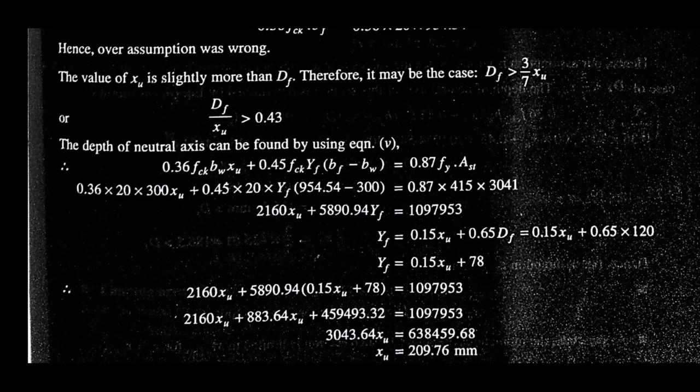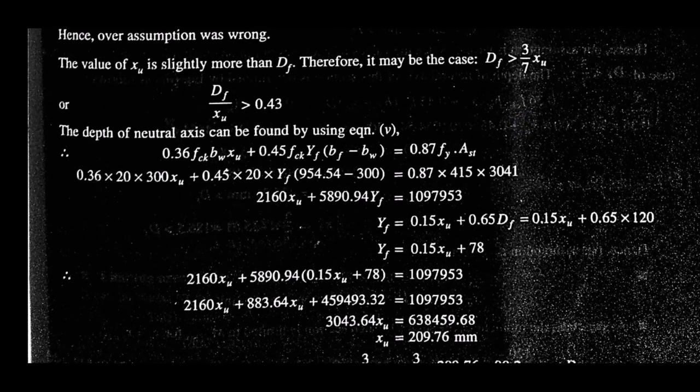Therefore 2160 xu plus 5890.94 within bracket 0.15 xu plus 78, that is equal to 1097953. Therefore 2160 xu plus 883.64 xu plus 459493.32, that is equal to 1097953. Therefore 3043.64 xu is equal to 638459.68. So xu is equal to 209.76. So this is the position from the top where the neutral axis lies.